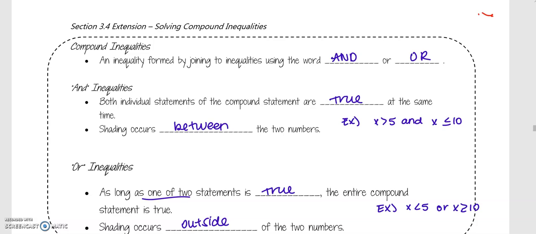Hi everyone, so this is still section 3.4. We just have this bonus section that we're going to talk about. And in this bonus section, we're going to talk about something called compound inequalities. So what is a compound inequality?